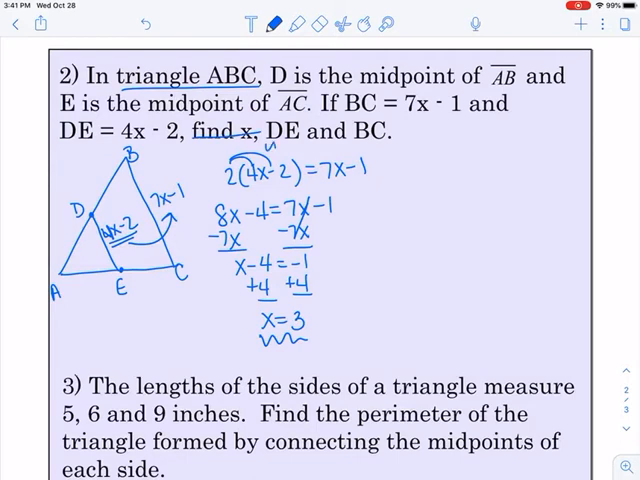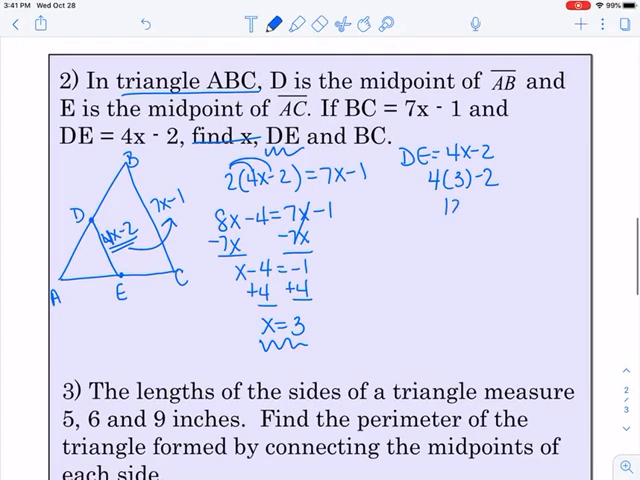Now we need to find the length of DE. So DE was the one that was represented by 4x minus 2, and we just found out that x was 3. So all I'm going to do is take out x and plug in 3. 4 times 3 is 12, and 12 minus 2 is 10. So your length of DE is going to be 10.